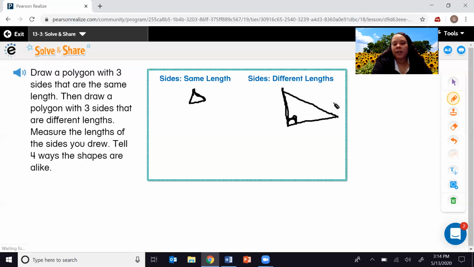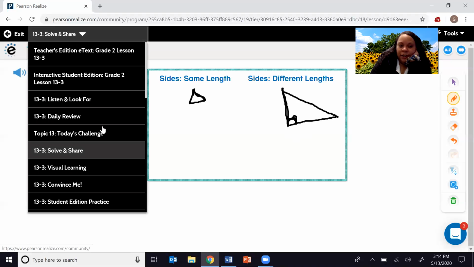Make sure you get your measurements as well. I don't have a ruler on me, but I would measure each side and write down how many inches it is on each side. This one I would probably measure in centimeters, but yeah. So that's your solve and share, and we're going to go ahead and move on to our visual learning.